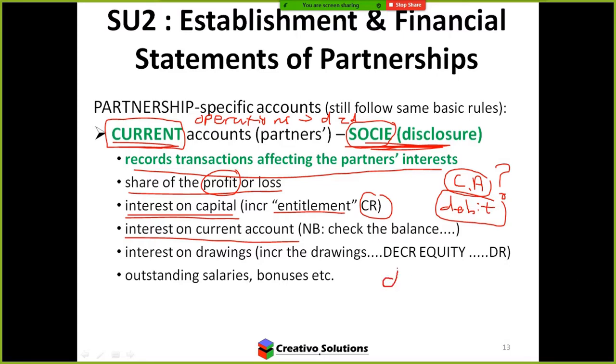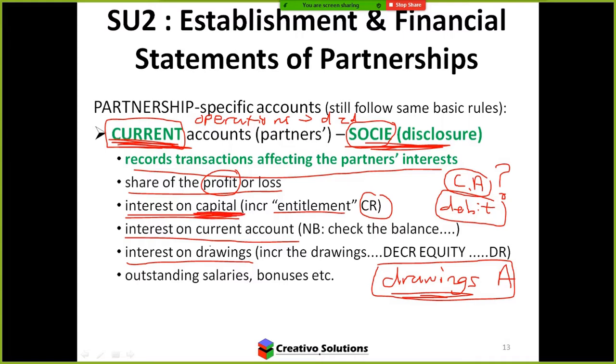A partner can draw from the partnership, right, so A can draw more from the partnership than B. Both A and B are liable to the partnership. So if A has drawn too much, it's possible for A to have a current account with a debit balance. Right, and then you can even charge that partner interest on the drawings. So you're not only going to incentivize people for contributing capital, you're going to disincentivize people from drawing too much.